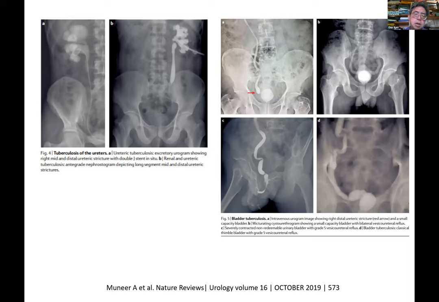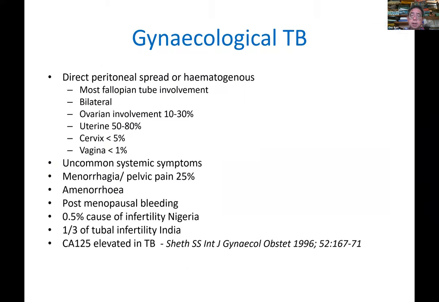So here are some pictures of ureteric disease. Here is a stricture with dilatation proximally. And this is, I think, a kind of retrograde view. Here is bladder TB illustrated not only by strictures and reflux, but also you will see the bladder size, and this is a very severe case of retrograde reflux from the bladder into the ureters. This one shows complete obstruction leading into the bladder, so that's a kind of non-functioning side.